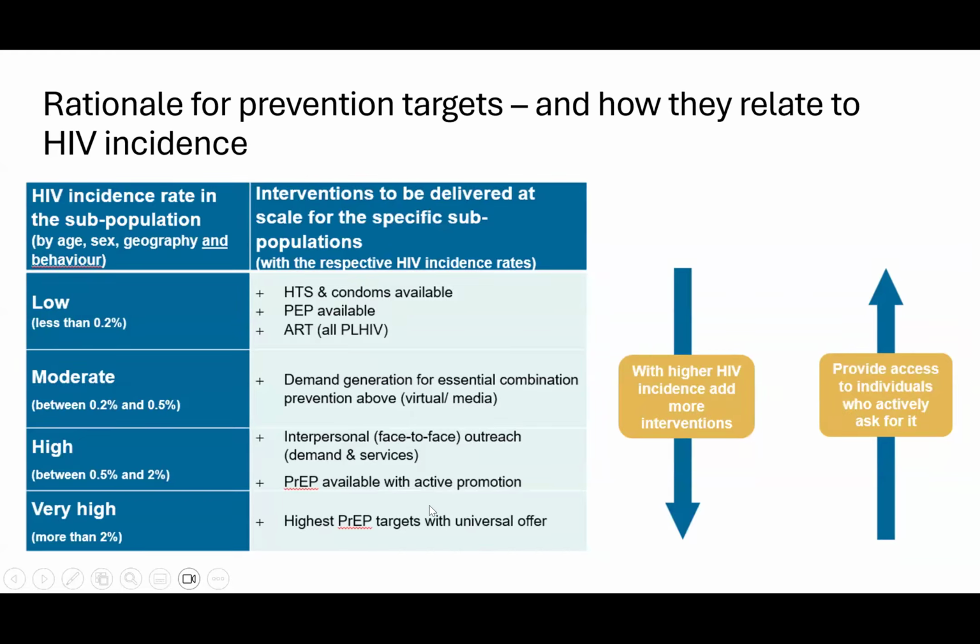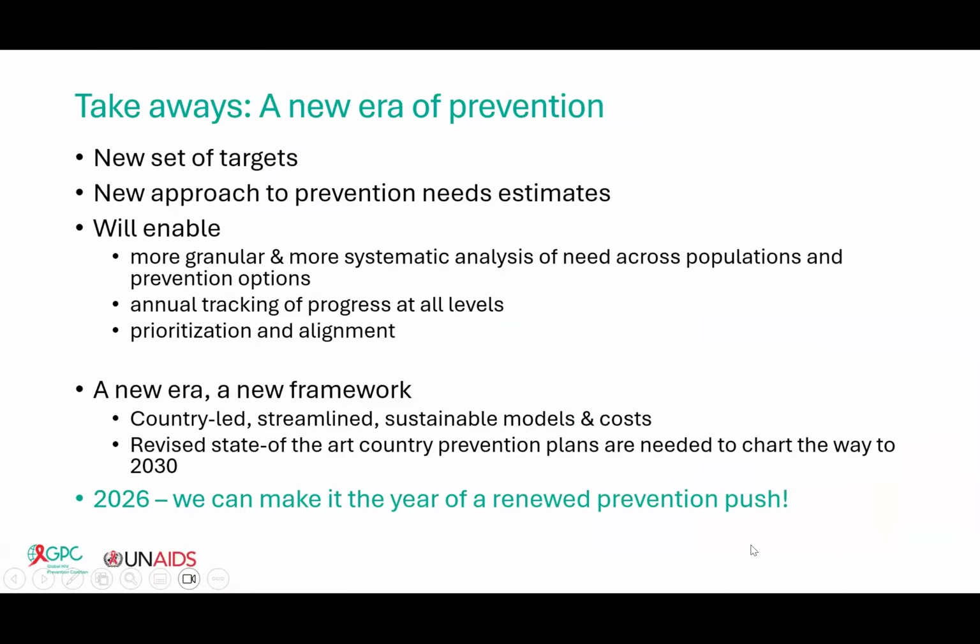And then, of course, we have some minimum targets, for example, 20% of the population size for men who have sex with men and transgender women in terms of a PrEP target, independent of HIV incidence, because we know these populations often have strong demand and preference for this prevention option. So in short, it's really a new approach to prevention needs estimation, more systematic, more routine, with more granular and systematic analysis, annual tracking of progress that will allow for prioritization.